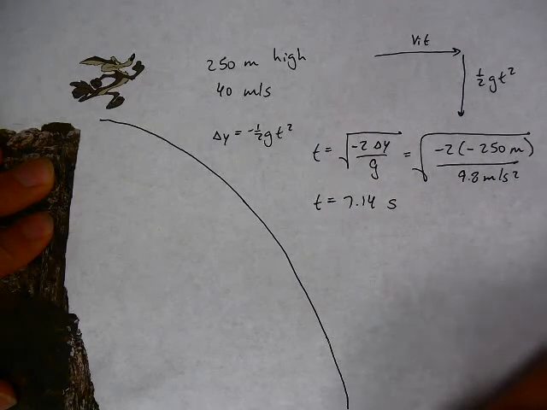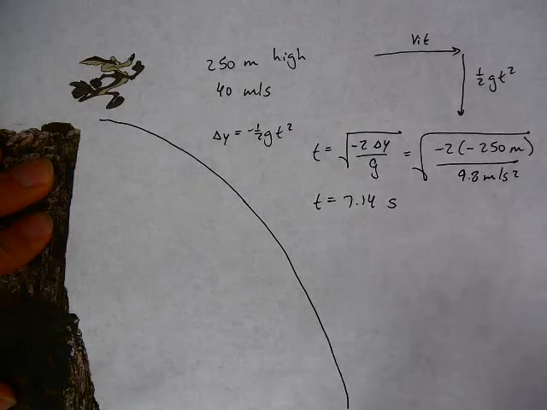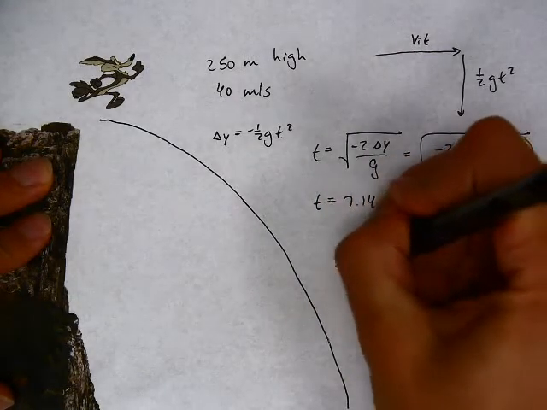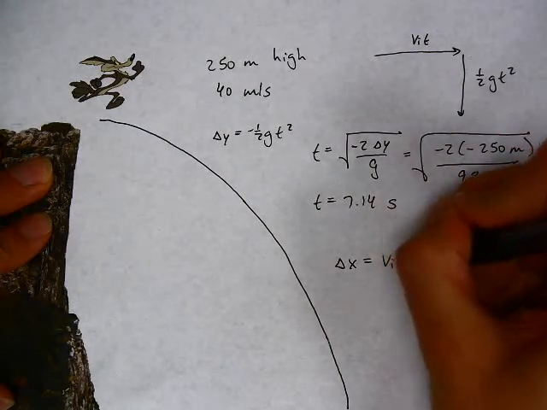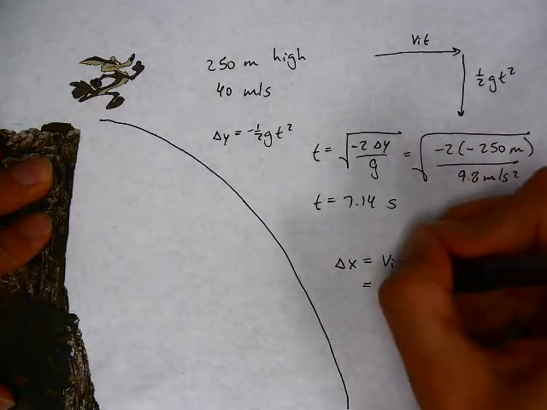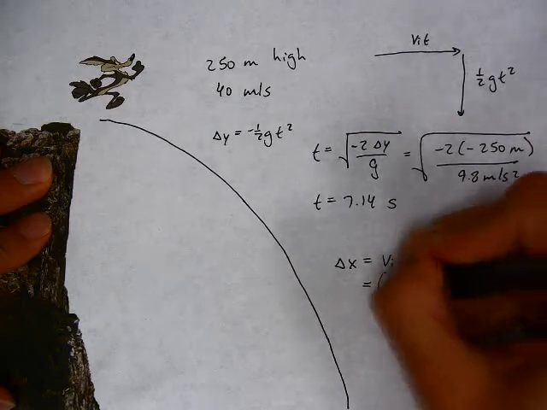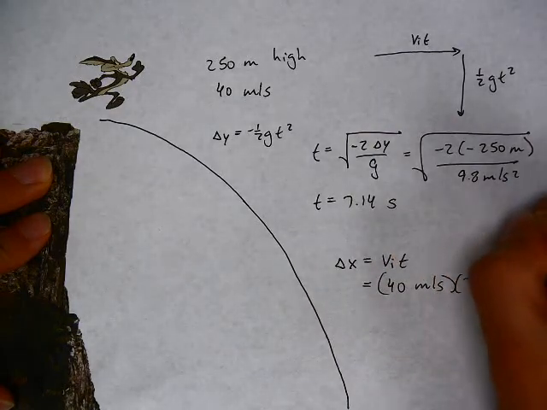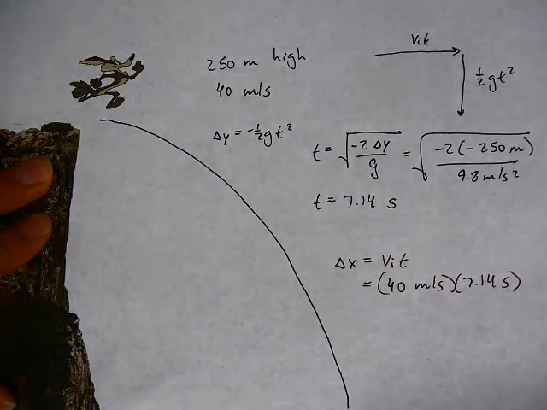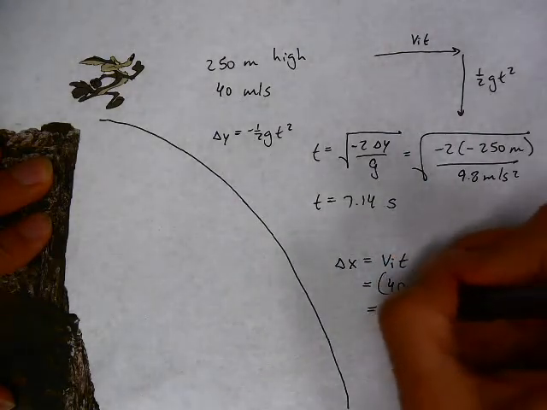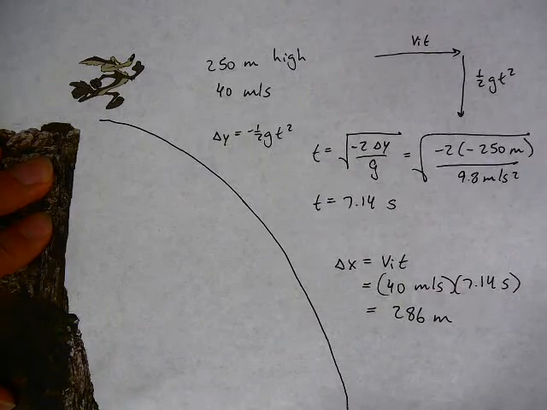And the range of the projectile, of the coyote in this case, the horizontal displacement, delta x, would equal VIT, which is equal to 40 meters per second times 7.14 seconds. And that equals 286 meters. The range of the coyote is 286 meters.